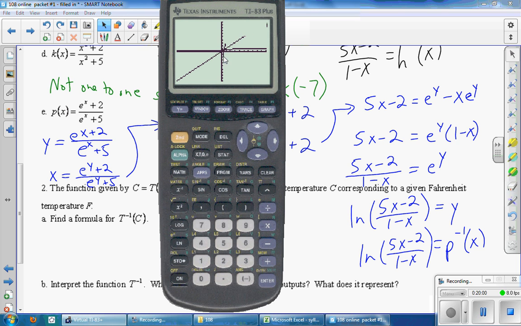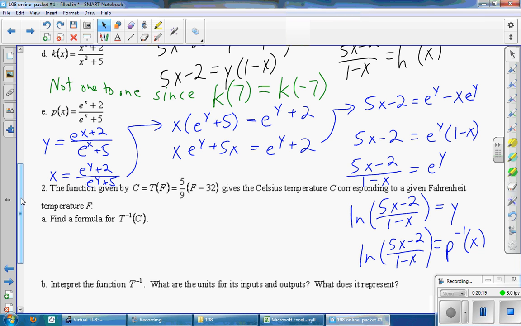Okay, I don't see it. It's hard to see, but this guy looks like it's kind of getting there. So I think that this is reasonable. I think we've got our function, and even though it doesn't look ideal, a lot of this is calculator issue. But I think that enough of it looks like it's flipped over y equals x that I'm feeling okay about that one. Move on to number 2.